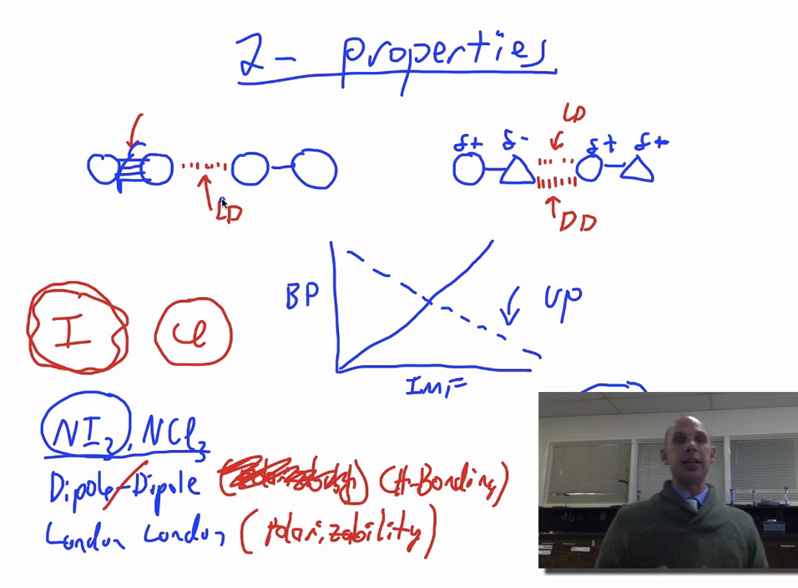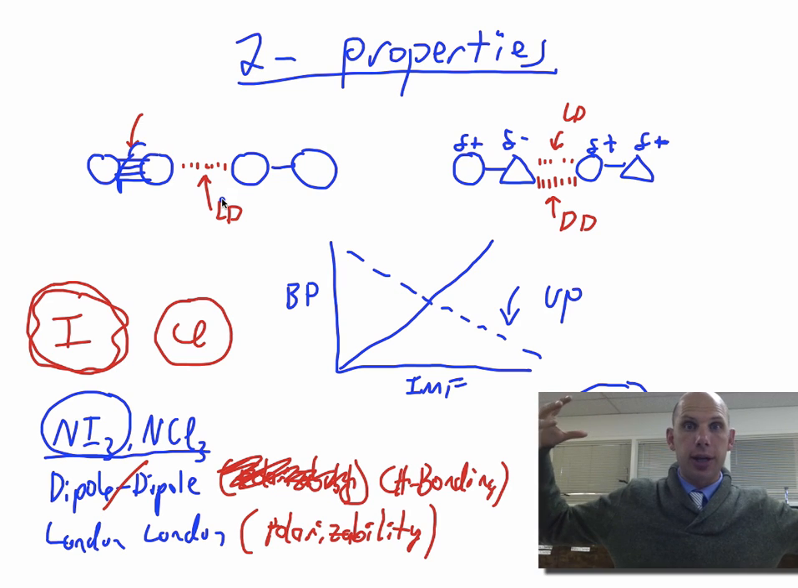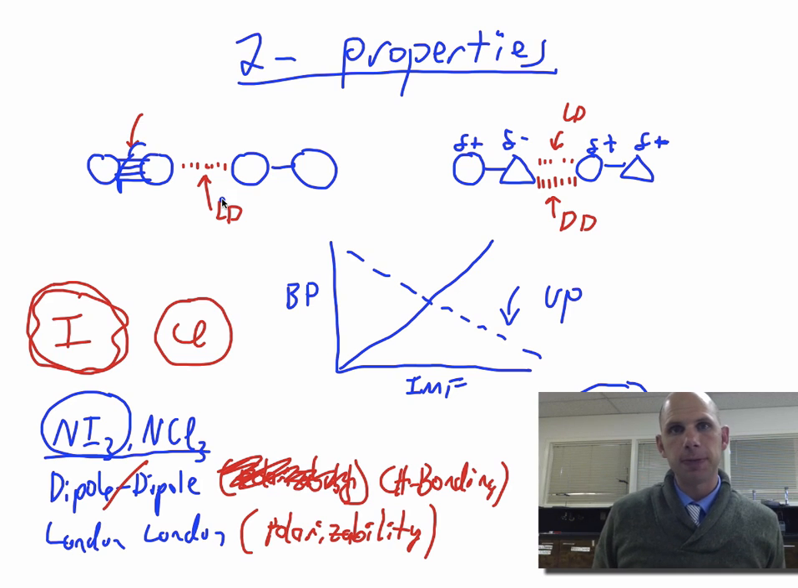Now, it's really easy to get polarizability mixed up with ionization energy. Okay? So you can think about it this way. The lower the ionization energy, the bigger the radius, and the more the polarizability.